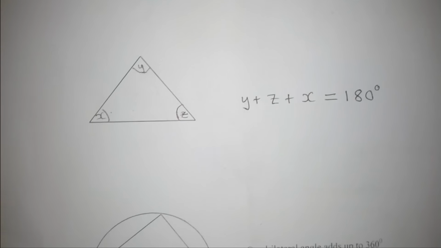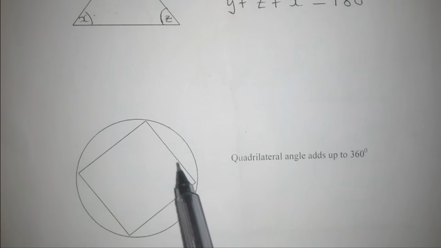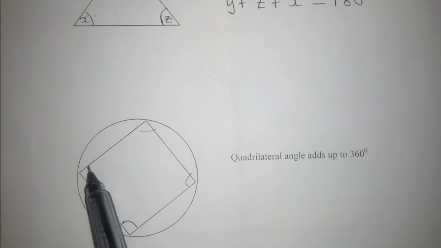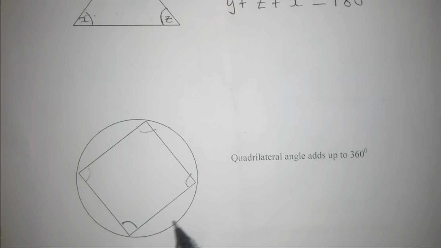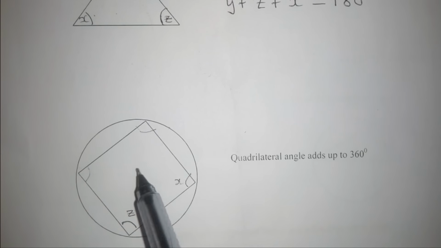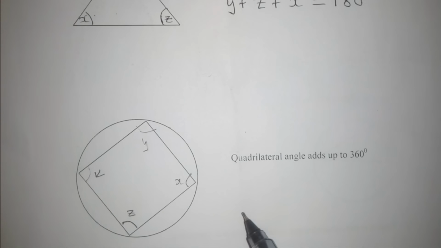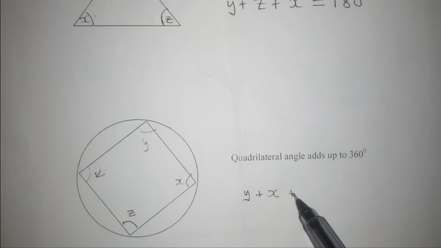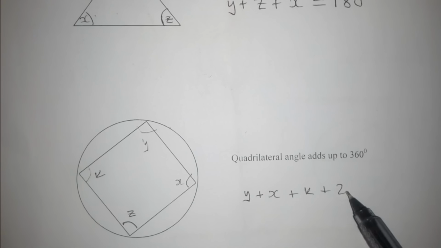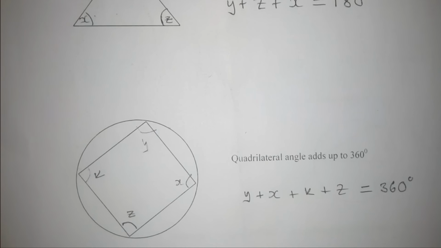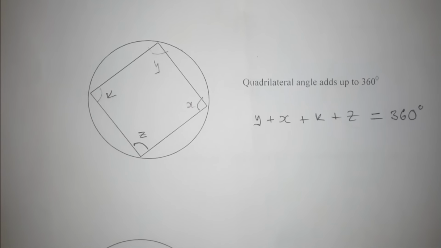Let's go to another one. Here, this is a quadrilateral. The angles here, here, here, and here, when you add them up, should give you 360. If these are angles Z, X, Y, and K, then Y plus X plus K plus Z should give you 360 degrees. This is very important.